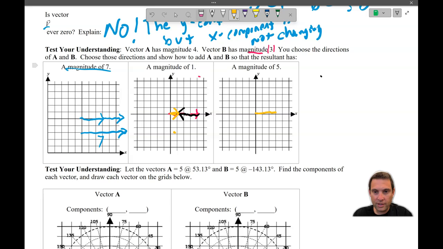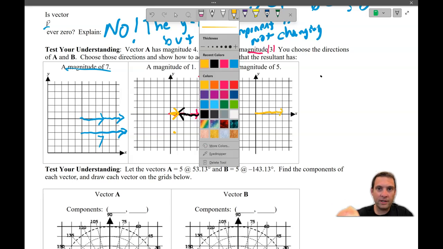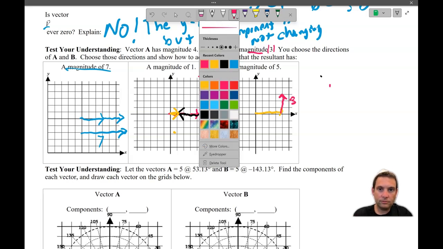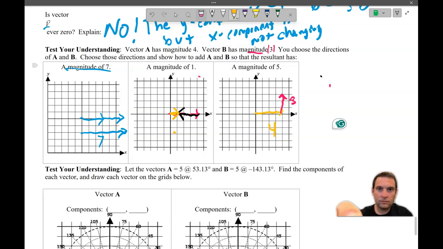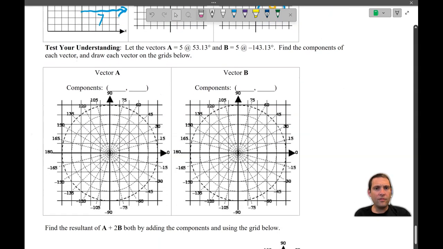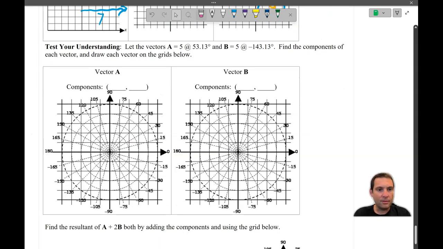1, 2, 3, 4. There's my vector A. Vector B. 1, 2, 3. And here we'll know the resultant vector is this. Well, what's the magnitude of that? This is a 3, 4, 5 triangle. So right triangle follows that ratio. The magnitude is 5.